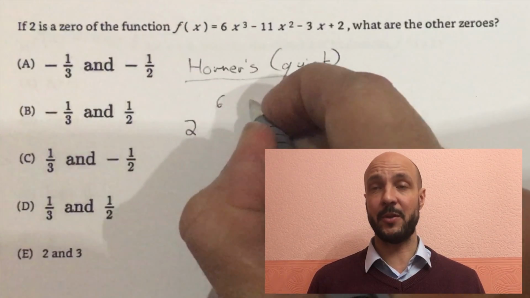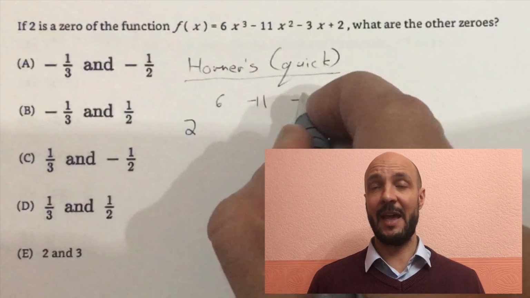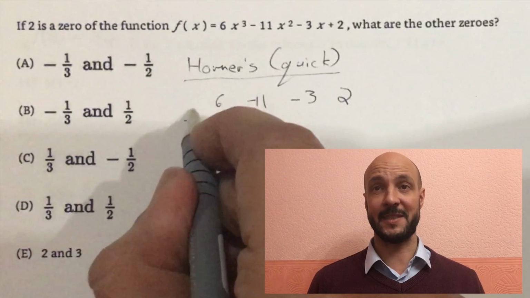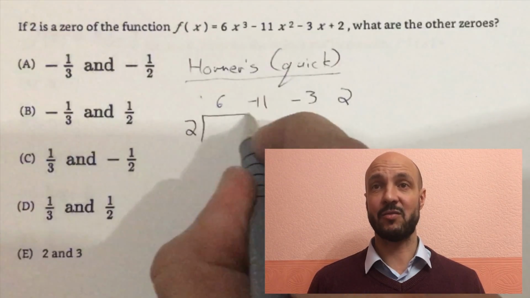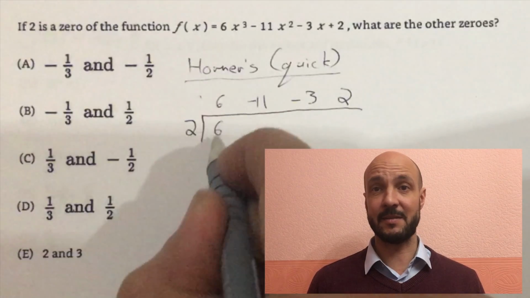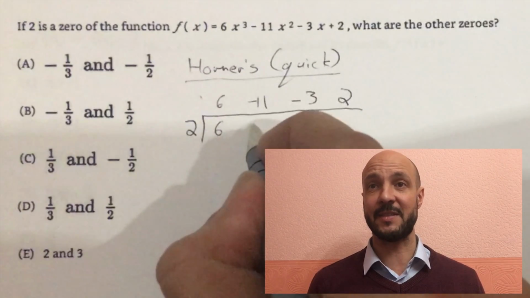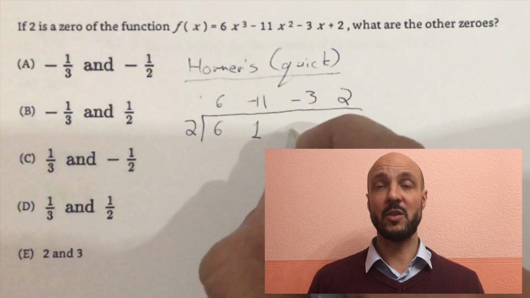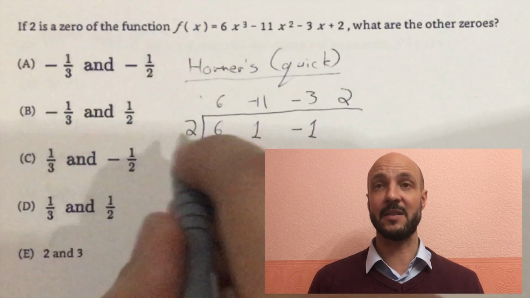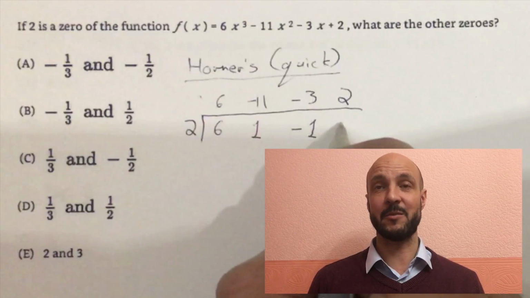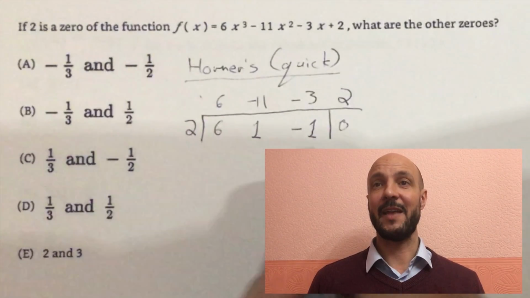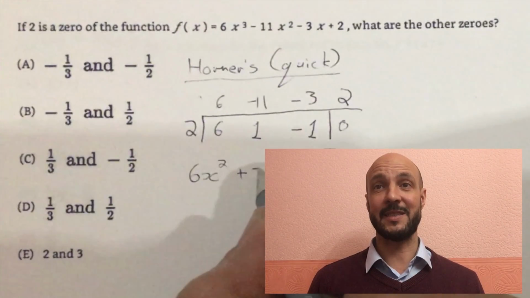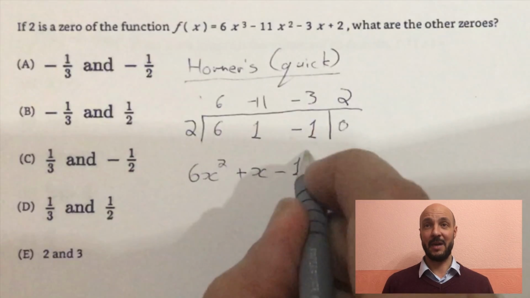Basically what you do is you put the 2, which is the zero, on the left, and you put the coefficients of the function across the top: 6, -11, -3 and 2. Then it's an algorithmic process. We pull down the 6. 2 times 6 is 12, minus 11 is 1. 2 times 1 is 2, minus 3 is -1. 2 times -1 is -2, plus 2 is 0. That directly gives us the coefficients of our other factor, which is 6x^2 + x - 1.